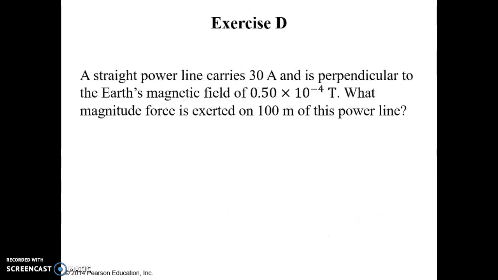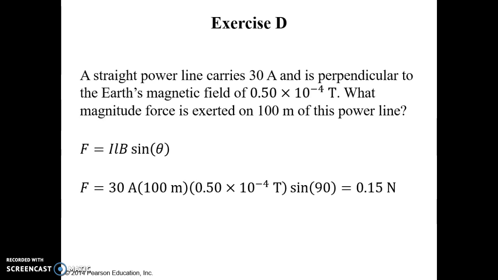In exercise D, we have a straight power line that carries 30 amps and is perpendicular to the Earth's magnetic field of 0.5 times 10 to the negative 4 Tesla. What is the magnitude of the force exerted on 100 meters of this power line? Well, we'll start with the same equation. Plug and chug to get 0.15 newtons. So even power lines feel a force due to the Earth's magnetic field.